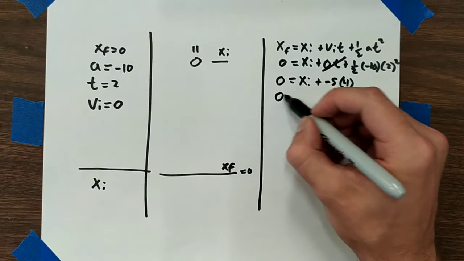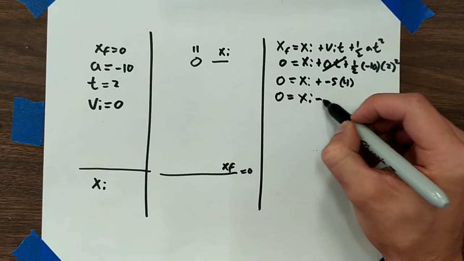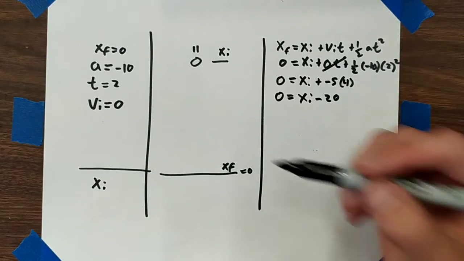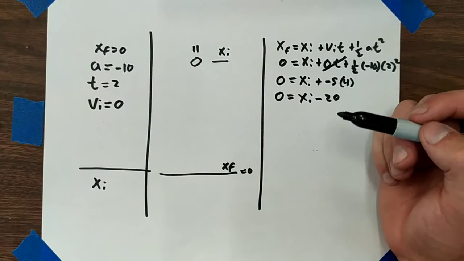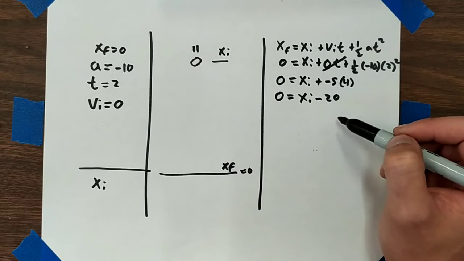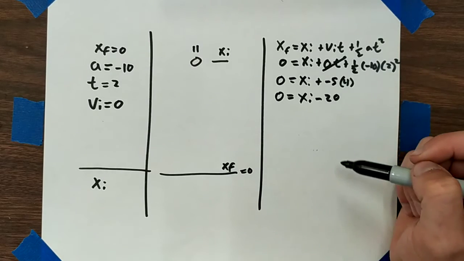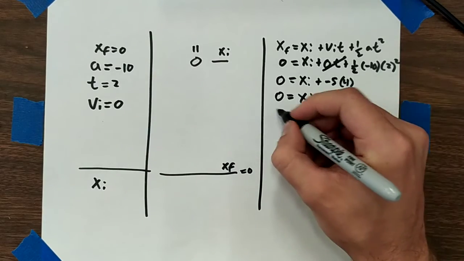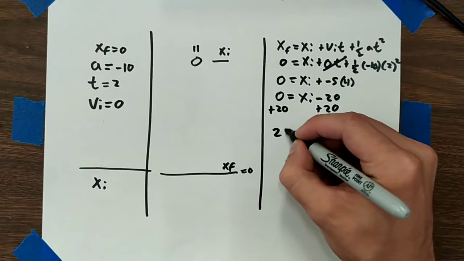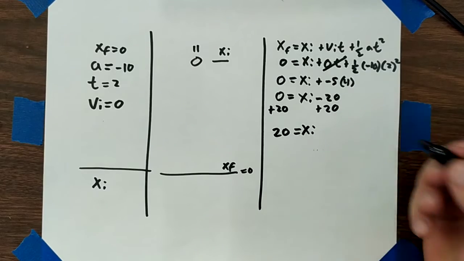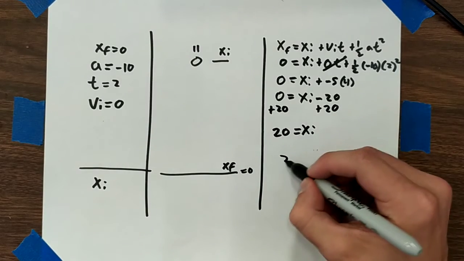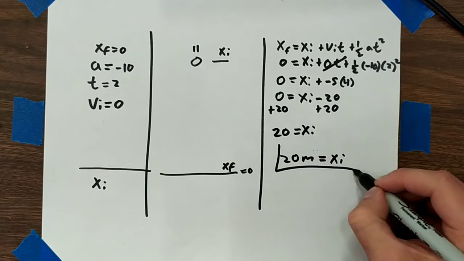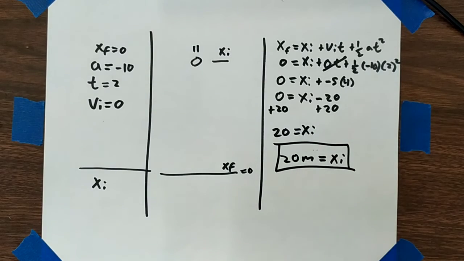Then I can just simplify again, so -5 times 4 is the same as -20. xi plus -20 is the same as xi minus 20. So that's my simplified form here. Then I'm trying to get xi by itself, so I'll add 20 to both sides. I get 20 is equal to xi. Then I need to put my units there, so 20 meters is equal to xi. And that's my final answer.